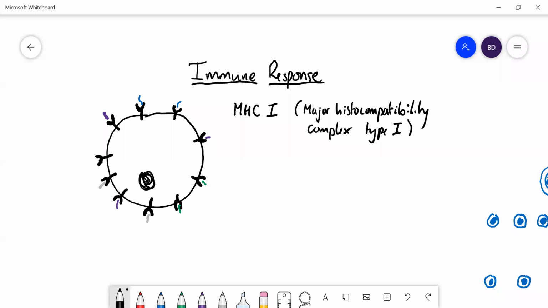Okay, so we're going to talk about the immune response. First of all, just talk about a couple of background things here. So what I've drawn here is we've got a cell, and on the surface of every cell, you have these molecules called a major histocompatibility complex type 1. The only kind of cell that doesn't have this are red blood cells. Every other cell in the body does.